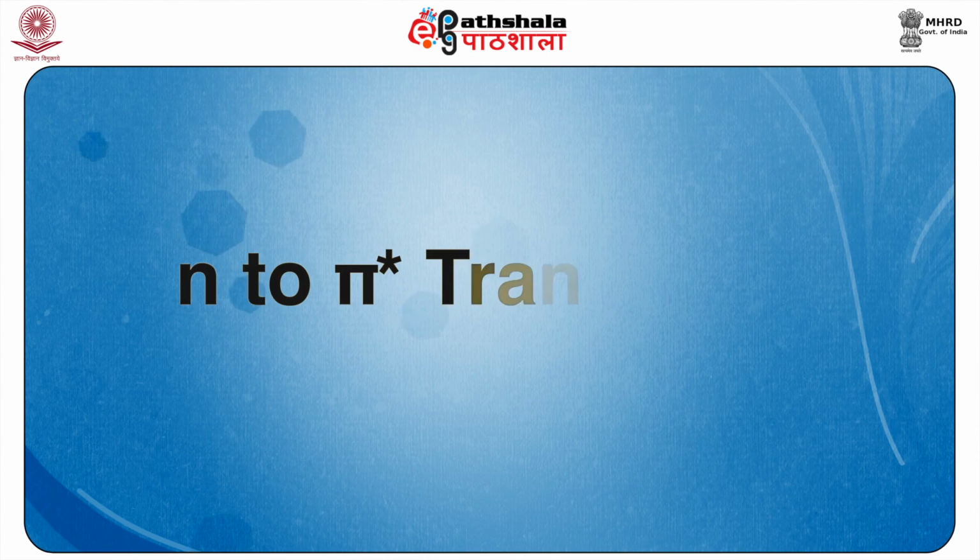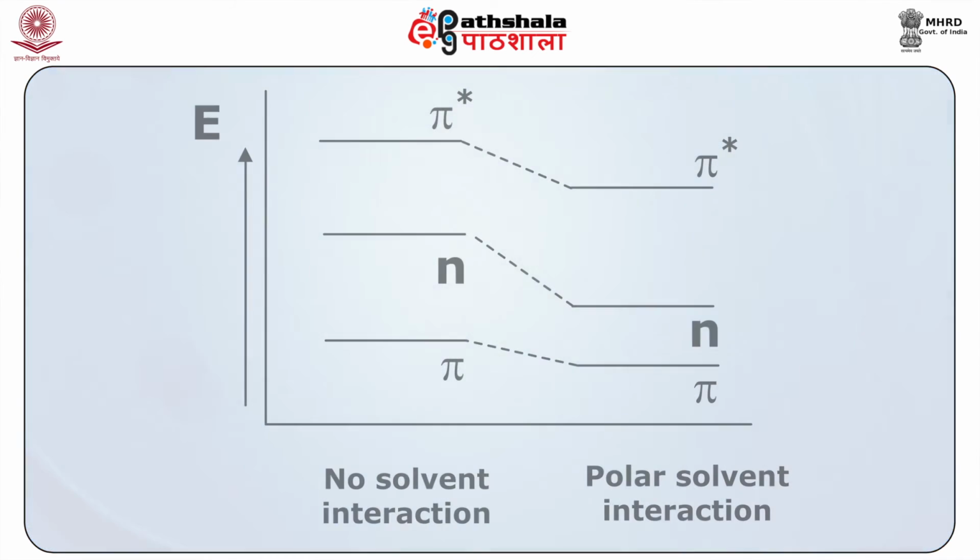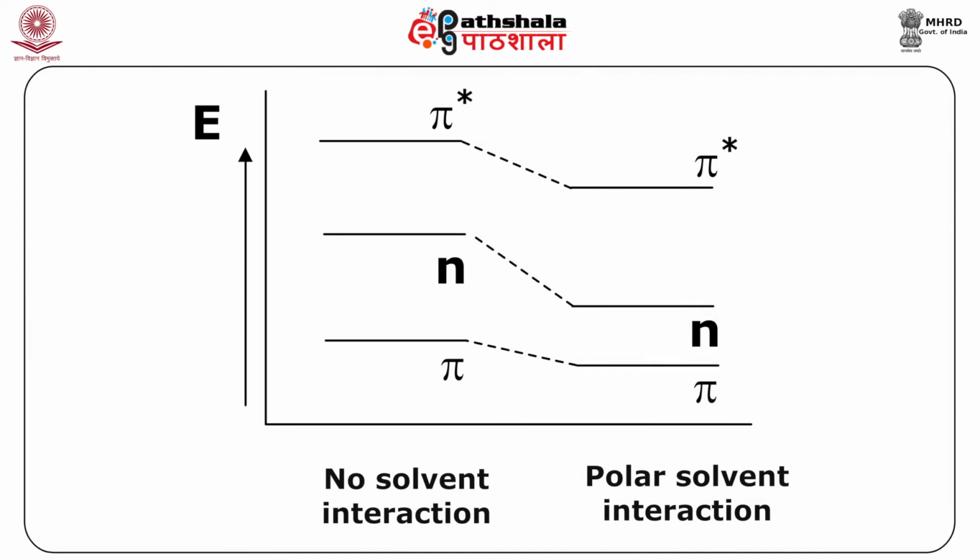Considering the n to pi star transitions, in case of n to pi star transitions, the polar solvents form hydrogen bonds with the ground state of the polar molecules more readily than with the excited states. Consequently, the energy of the ground state is decreased, which further causes the increase in energy difference between the ground and the excited state energy levels. This is clearly shown in the figure.